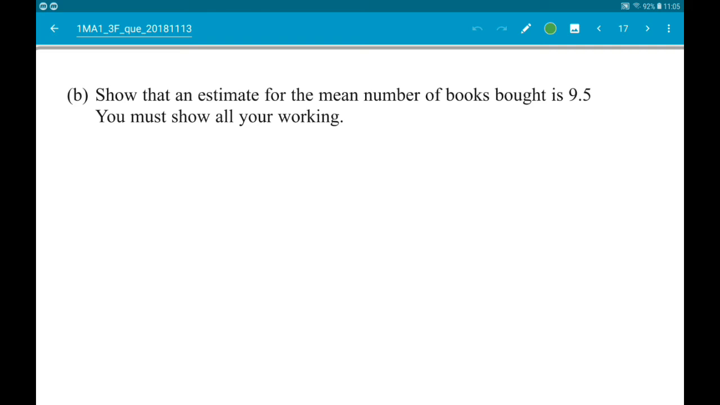Okay, so, in the table, our information is in groups. It's not specific values. So when you have a grouped frequency table, the first thing you need to do is find the midpoint of each group. So that's the first thing we're going to do. So the midpoints.